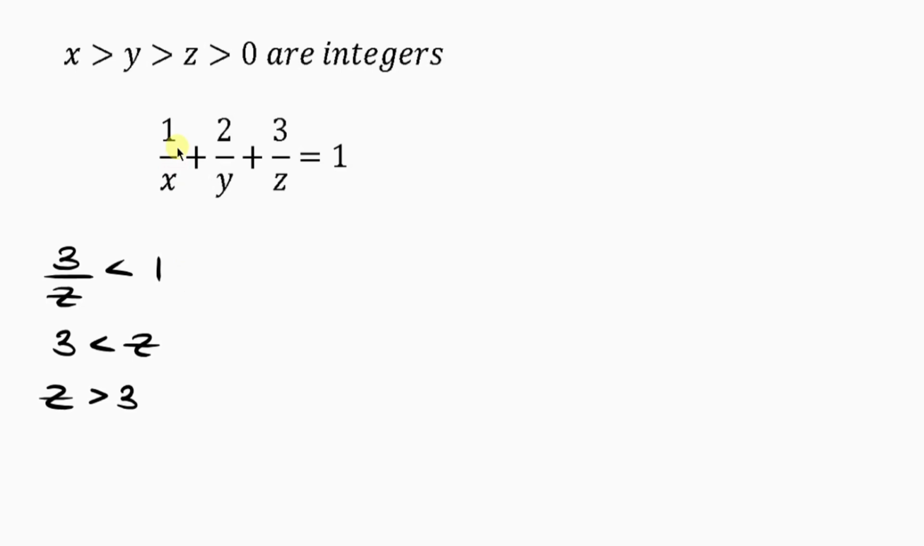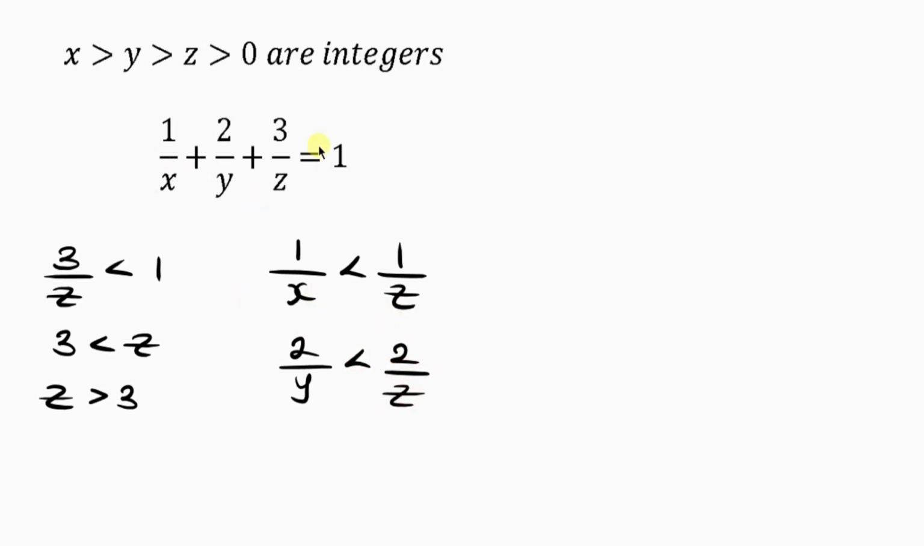So our next step will be for us to compare each of these expressions to z. For example, comparing 1 over x to 1 over z, we can gladly say that 1 over x is less than 1 over z. Why? Because the larger the denominator, the smaller the number. Since x is larger than z, 1 over x is less than 1 over z. We do the same thing to the second expression, 2 over y. This should be less than 2 over z, because of the same reason.